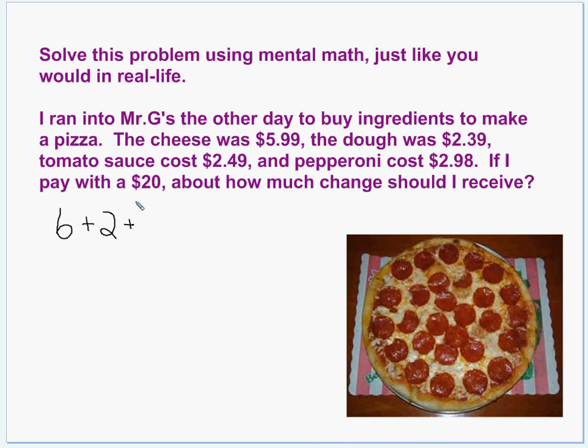But since I'm just kind of estimating my change, I know I have enough money, I'm going to go ahead and round it down to $2. But there's no right or wrong here. It's kind of a gray area where you can pick and choose, okay? So, tomato sauce was $2.49, so I rounded that up to $3. Pepperoni was $2.98, so I rounded that up to $3.